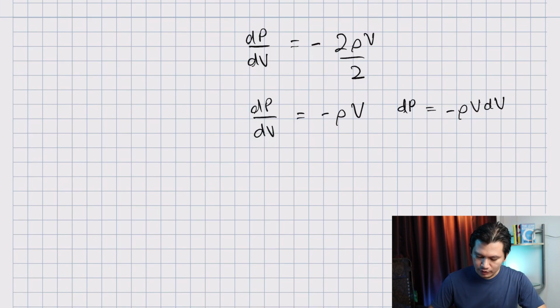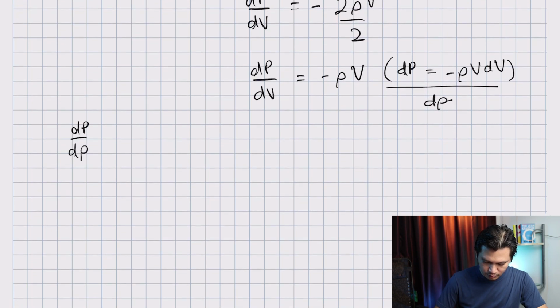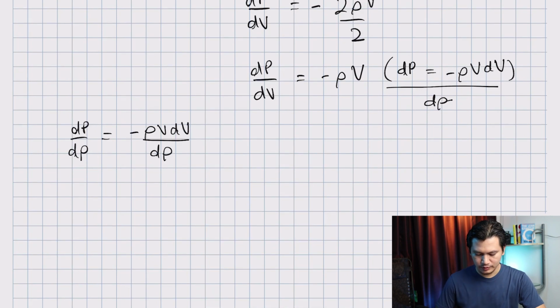Okay, and now I want to divide everything by d rho, so you will end up with dP over d rho equal to minus rho V dV over d rho. So here you need to be careful. Just make sure that you recognize well which one is P and which one is rho. Do not mix those two together.